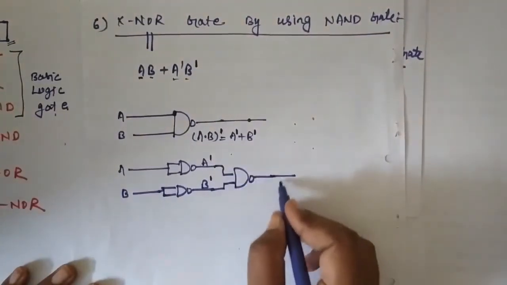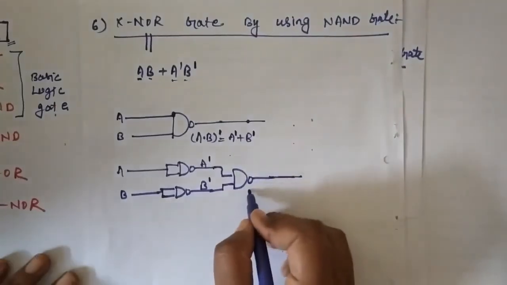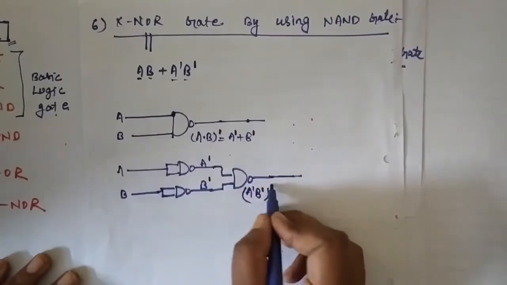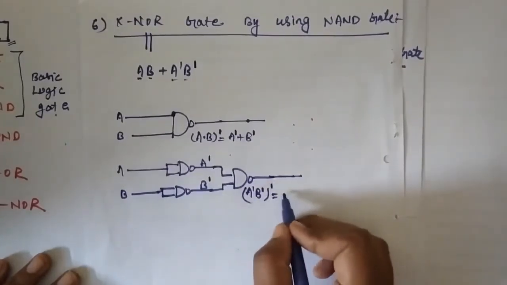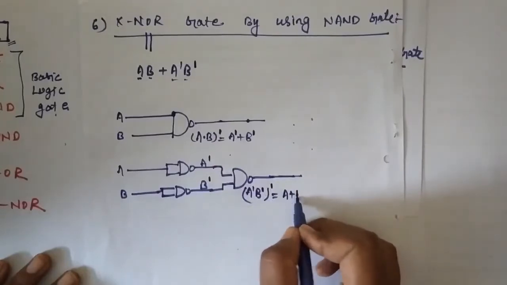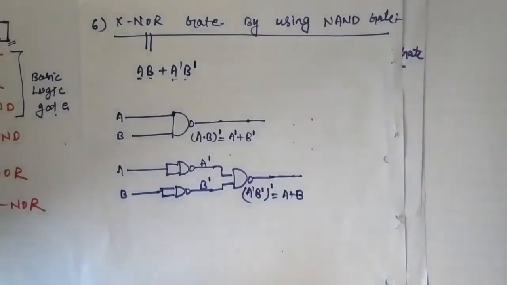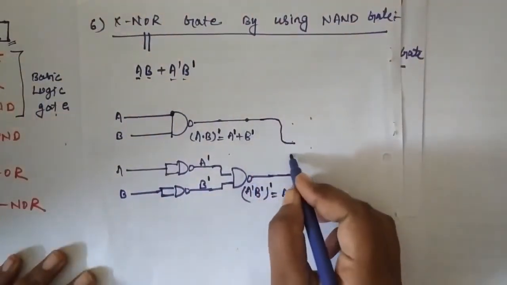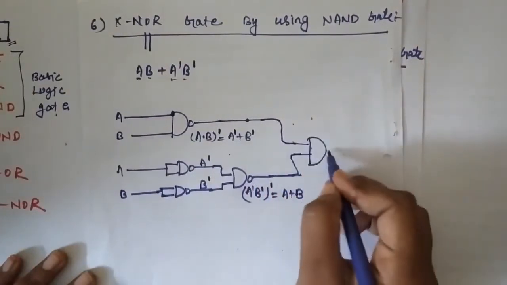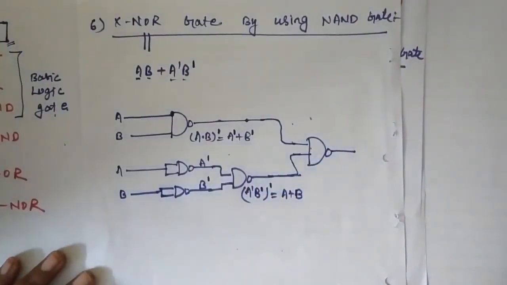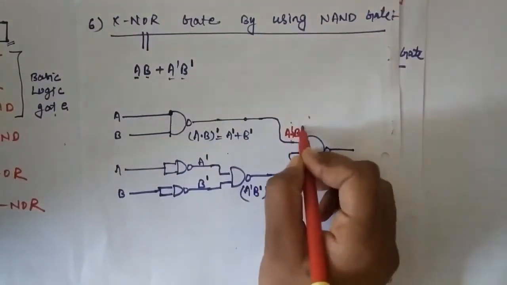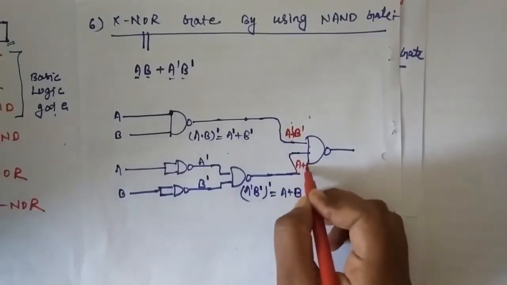What is the expression of this one? The expression of this one is (A dash B dash) multiplied and again whole dash. So the final expression is A plus B. So the next one is to use one more NAND gate. For this NAND gate, the input is A dash plus B dash, and here is A plus B.